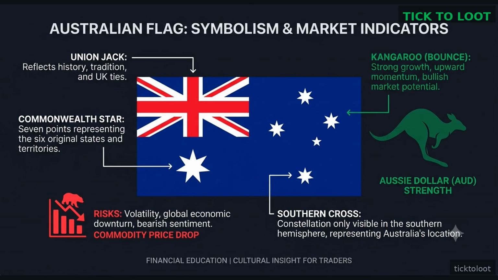The Australian dollar to US dollar pair is commonly known as the Aussie. This nickname comes from the fact that the Australian dollar is the currency of Australia, and Aussie is a colloquial term for something or someone from Australia.